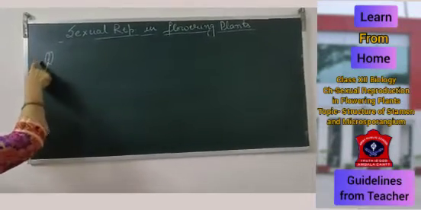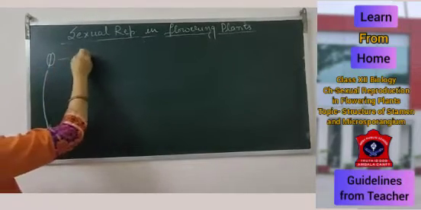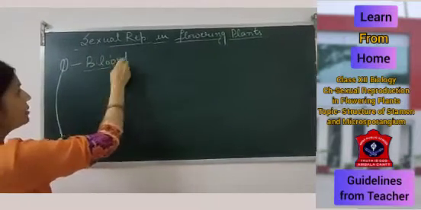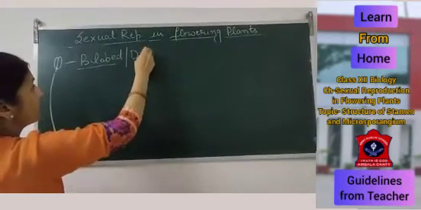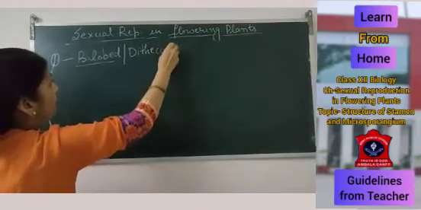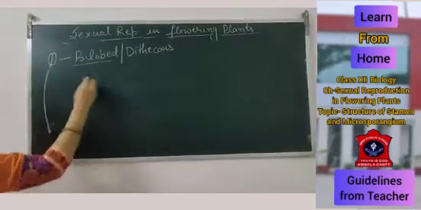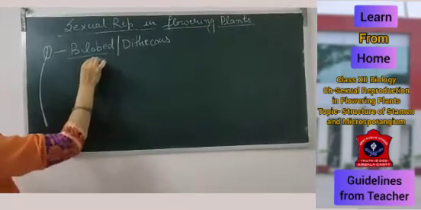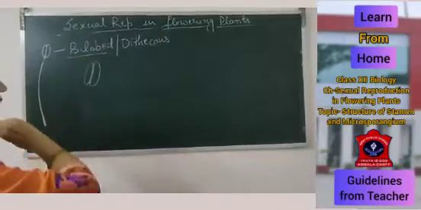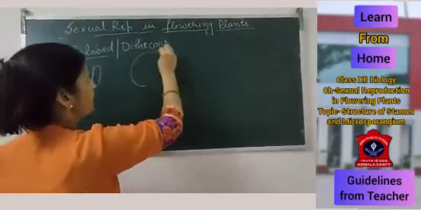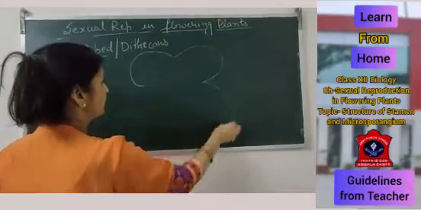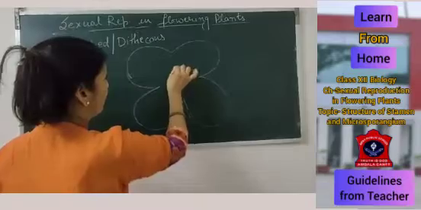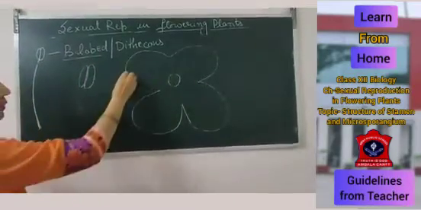Now we come to the detailed structure of the anther. The anther is bilobed. Bilobed means it has two lobes, or it is also known as dithecous, meaning it has two theca. Theca means lobe. So this is one lobe, this is the other lobe, and in the center it has a connective. If we take the TS of the anther, it appears as a tetragonal structure, and in the center we have the connective.